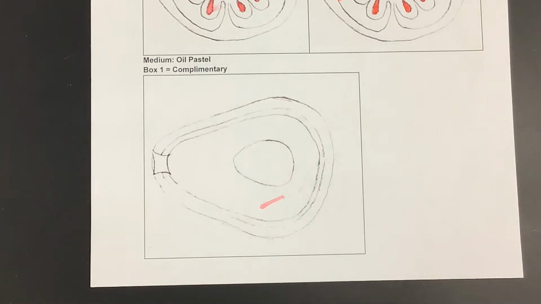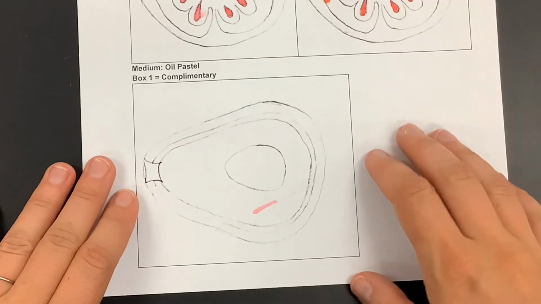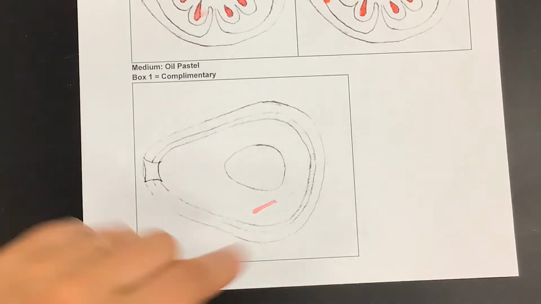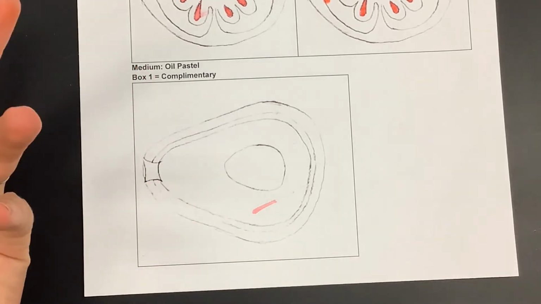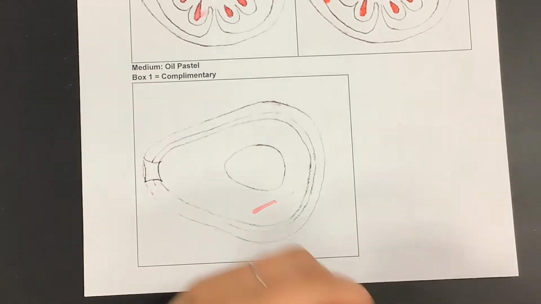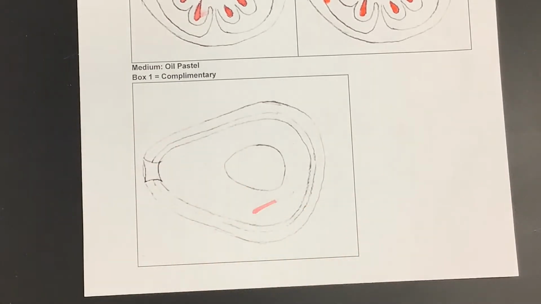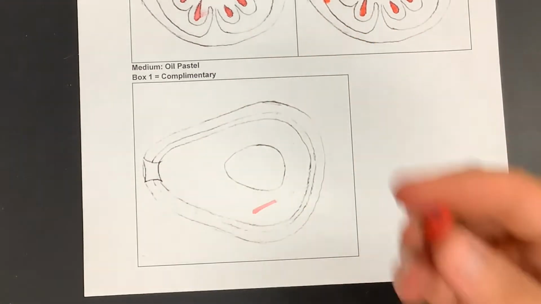Let's take a look now at the bottom of the mixed media assignment part 2, looking at the oil pastel. And for this one, we're going to use complementary colors. So with complementary colors and working with oil pastel, just to demonstrate how to work with oil pastel, I kind of have a blob here of red, so automatically I'm going to use red, and my complement is going to be green to fill this one in, because complementary colors are across from each other on the color wheel. But let's talk about how to work with oil pastels.